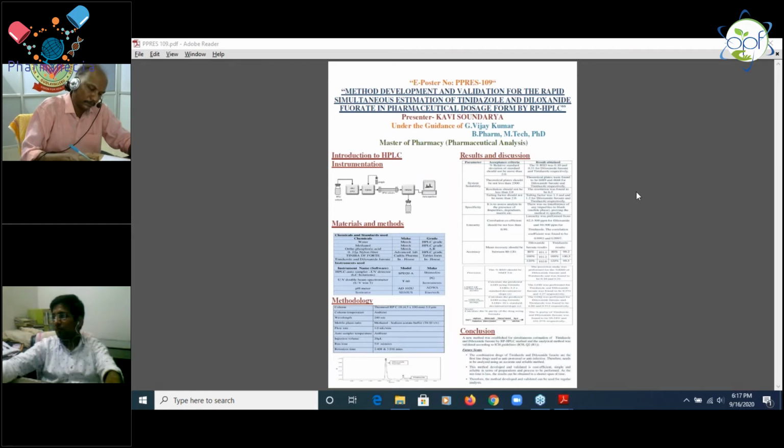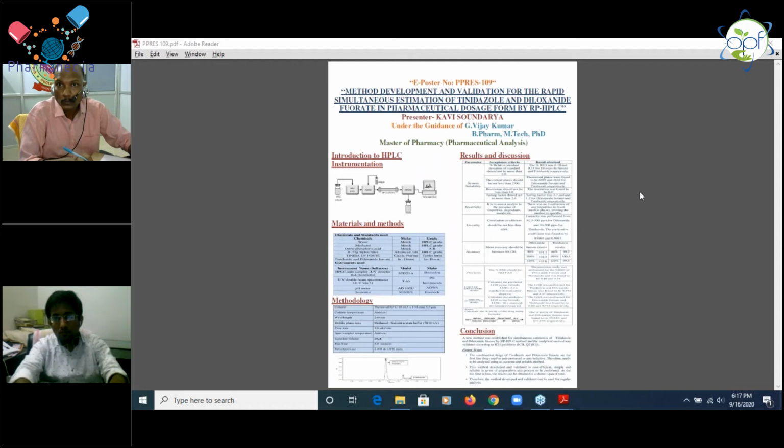I used methanol and sodium acetate buffer because I wanted to develop a cost efficient and simple method which helps in elution of the drugs in very little time. The runtime for elution of both the drugs was only 5 minutes, with 2.4-minute elution for diloxanide furoate and 3.016 minutes for the tinidazole drug.